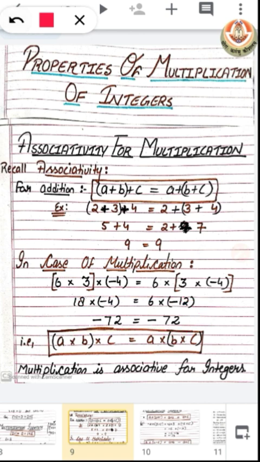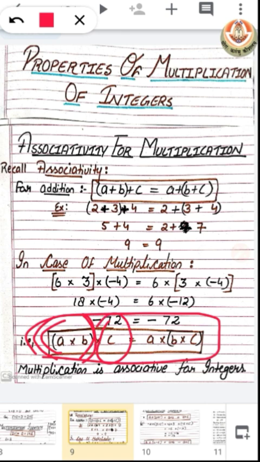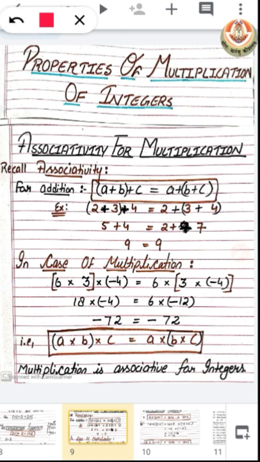That means whether we multiply the first two numbers and then multiply with the third one, or whether we multiply the last two numbers and then multiply the resultant with the first one, we get the same answer. So multiplication is associative for integers. That means multiplication is associative for integers.